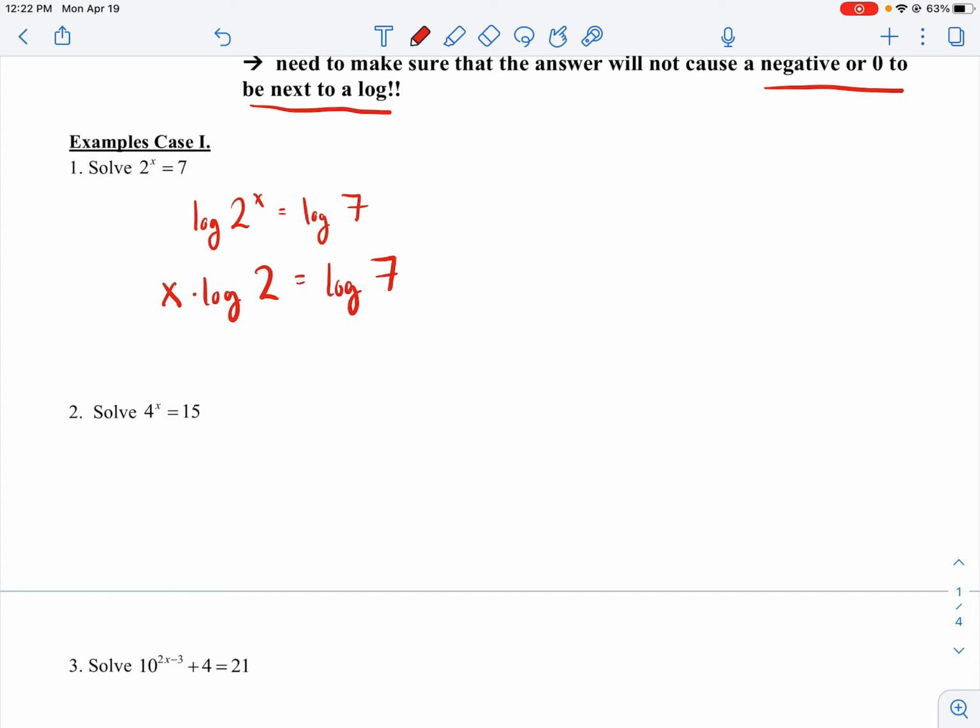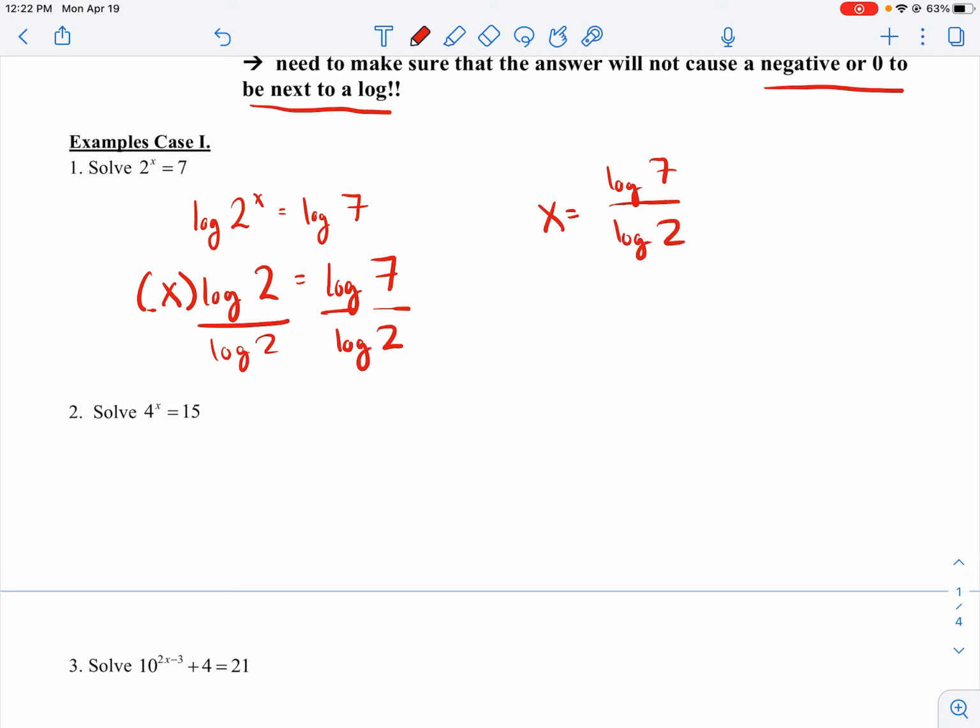Now why did I do that? Well, our x is no longer located as an exponent. It's now on the same level as our log of 2 and log of 7. So basically it's just x times log of 2 is equal to the log of 7. What we have to do to solve for x is divide both sides by the log of 2. And so x is equal to the log of 7 divided by the log of 2.